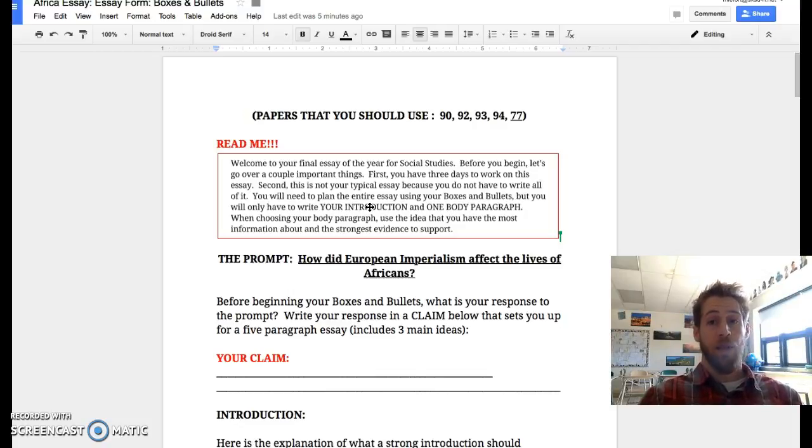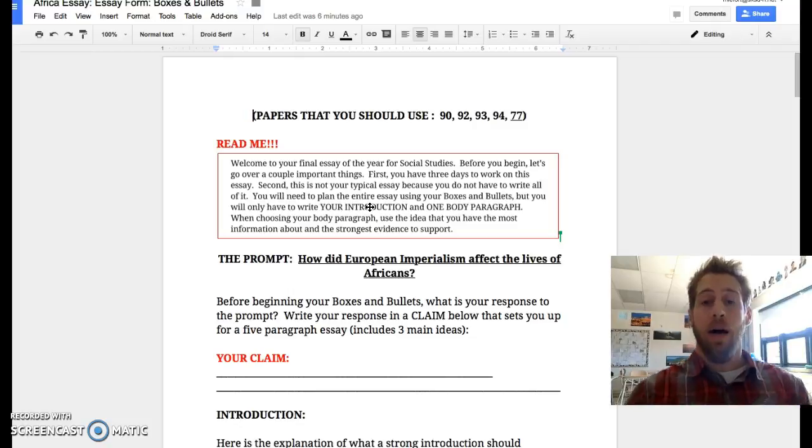You still have to do the box and bullets. But as far as the writing goes, it's just the intro and one strong body paragraph. That's real good news, not the sarcastic good news I usually give you. Really what we're trying to say here is if you can plan it out, get your thing organized, and just give us a taste of the writing because we've seen what you can do before, I think it's a pretty good deal. So let's jump into it.